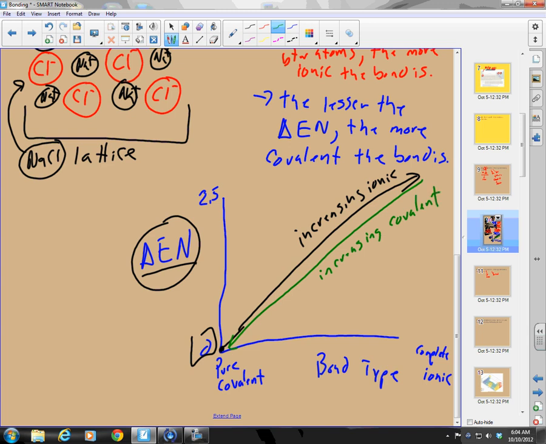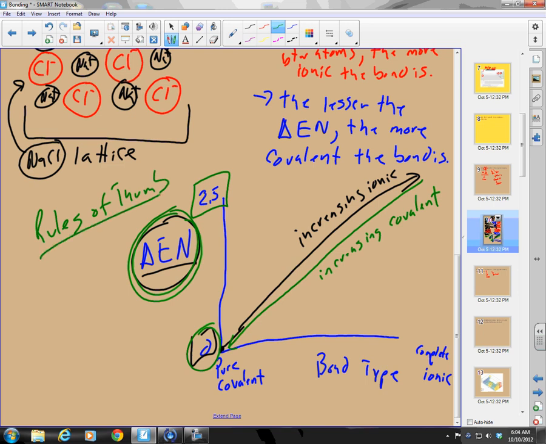I confused myself. As my delta EN becomes big, I increase my ionic nature. As my delta EN becomes small, I increase my covalent nature. Now there are some rules of thumb, right? And here are the rules of thumb.